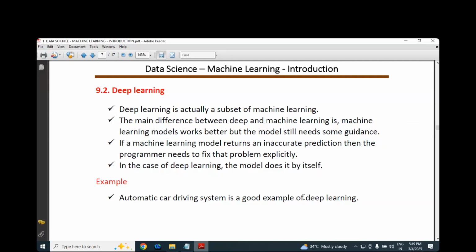Can he sleep while driving? No, no, no, that would be a gone case. Now, the same thing: you can replace one human with one deep learning algorithm. The deep learning algorithm takes care of what exactly a car driver would do. That is one example. An automatic car driving system is a good example of deep learning. Let me tell you, a driverless car. What car actually? It was not launched in India.